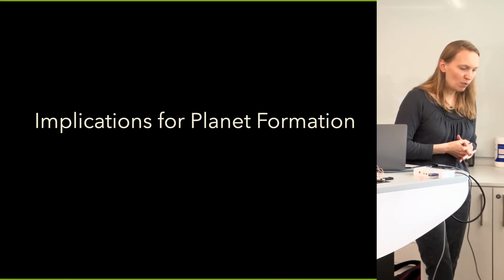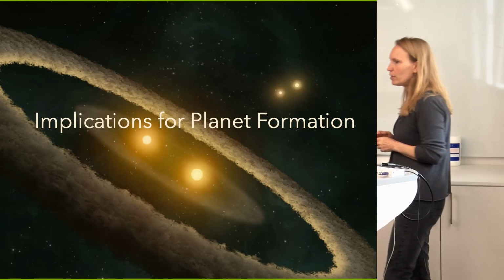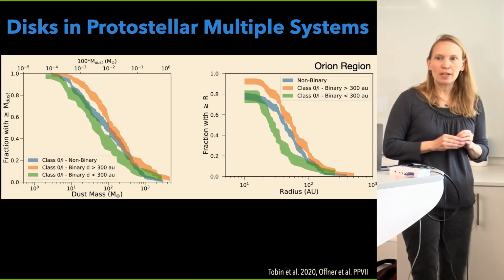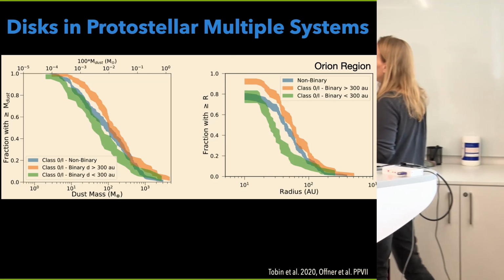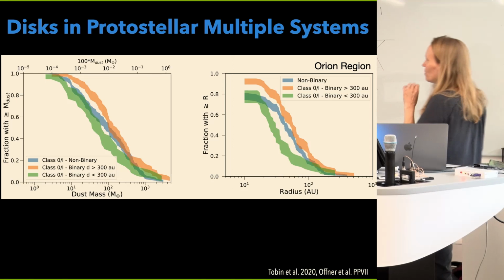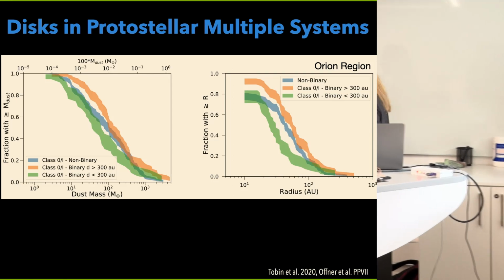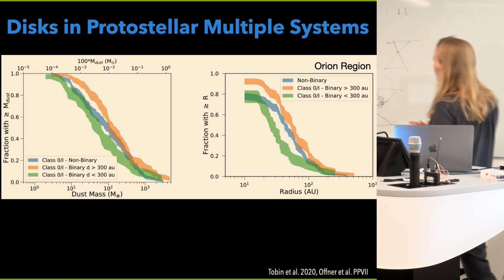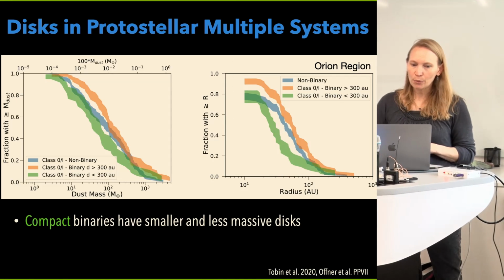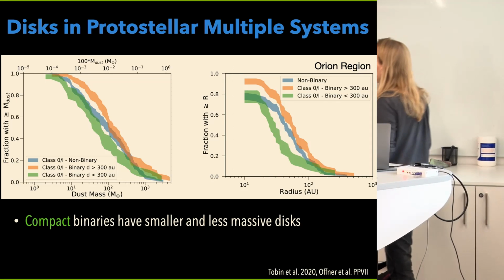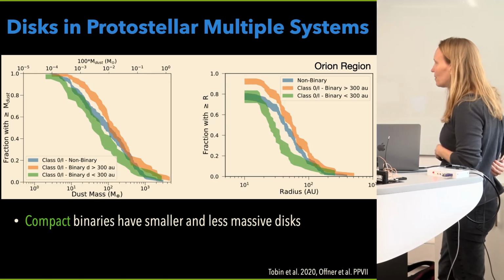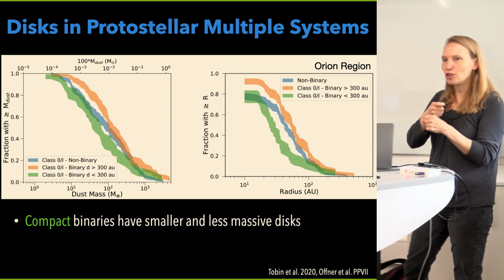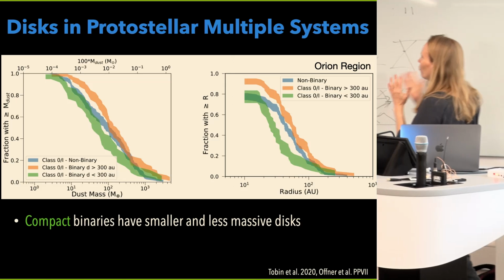All right, so moving into less explored territory, what are the implications for planet formation? Thanks to ALMA, there have been a number of surveys looking at the properties of protoplanetary disks, and in particular, such disks in systems that are multiple systems. The best case statistics we have is for the Orion region, where we can get a good number of disks to be able to do this split. What you can see is that compact binaries, or close binaries, tend to have smaller and less massive disks. Maybe this is no surprise, because if you have close things together, they're interacting, the disk gets disturbed, maybe it gets tidally truncated, and so you've removed mass from these disks.